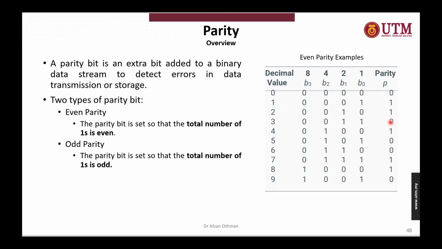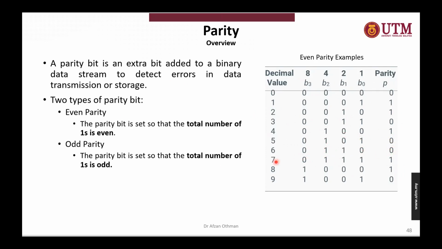What about number 4? Number 4 only has one 1. To make it even, you need to put 1 in your parity. Number 5 has a total of 2 ones, so there is no need to give a parity here because the total number of 1s is already even. Number 6 is also the same: we have a total of 2 ones, so that's why it becomes 0.